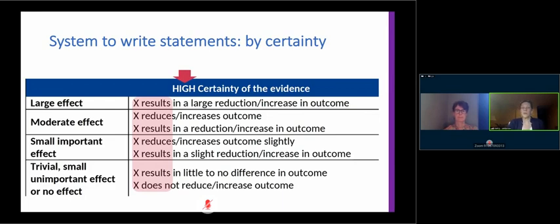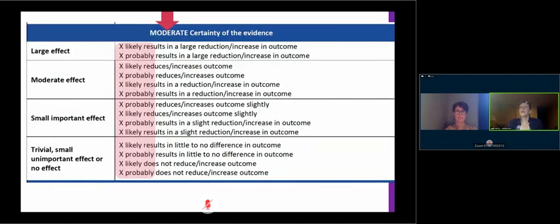If you had moderate certainty evidence, we have some qualifying words. So the intervention likely results in, or the intervention probably results in, or leads to something. And you'll notice all of this wording, no matter what your effect is, or how large you think the effect is, you will use words such as likely or probably. So those are some options.